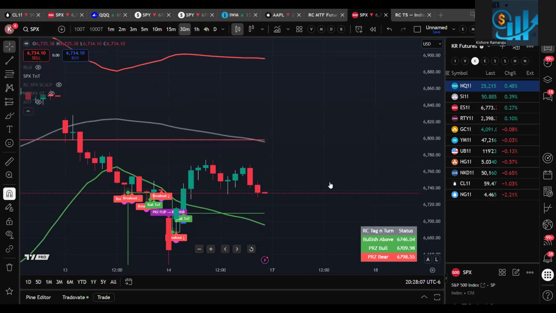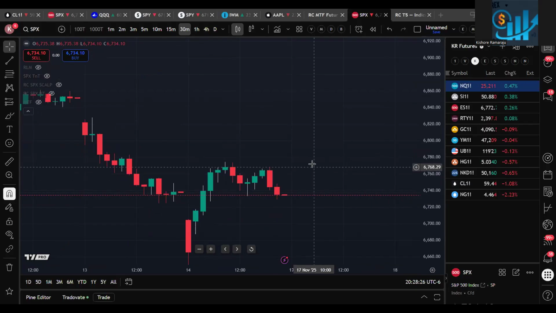So this is for, right? If you want low risk and you don't want to manage throughout the day, just take a trade, wait for 1-2 days, you will make nice profits. So this is your SPX tag and turn, which you use in 30 minutes time frame.